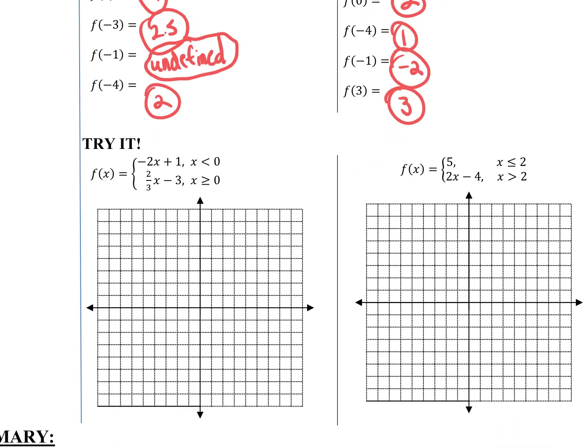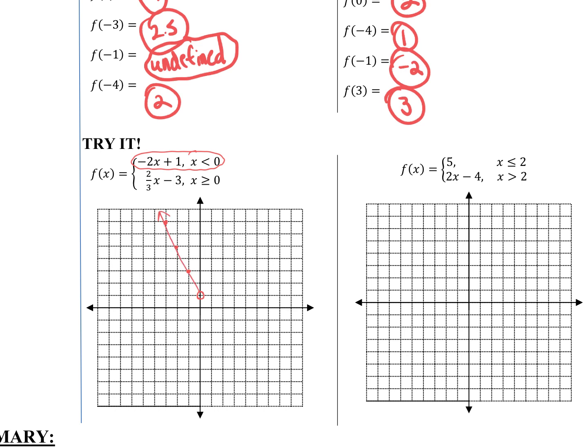For the try it section, I have 2 functions. Let's start with the top one, -2x plus 1, where x is less than 0. So I'm going to start where x is 0. My y-intercept is 1. That's going to get an open point since we're not including the x value of 0. And then my slope's -2, so I'm going to go up 2 over 1, up 2 over 1, up 2 over 1. And notice that I'm going up and to the left because I only want values for this function where the domain is less than 0.